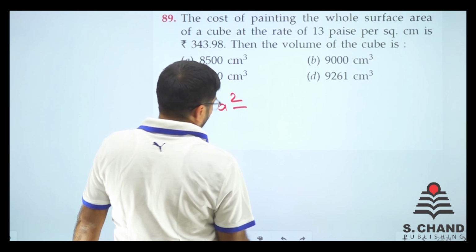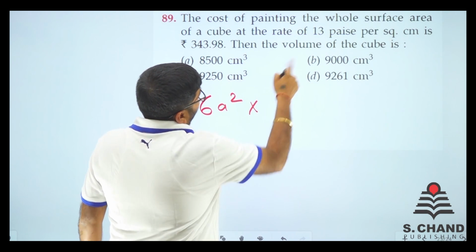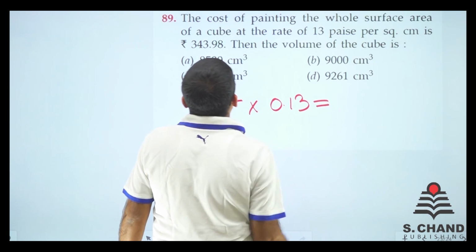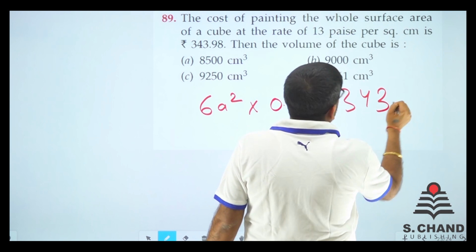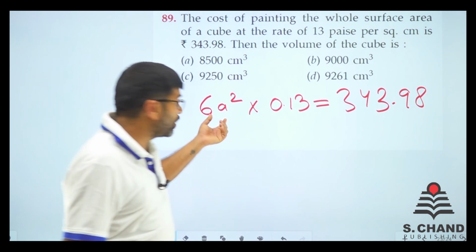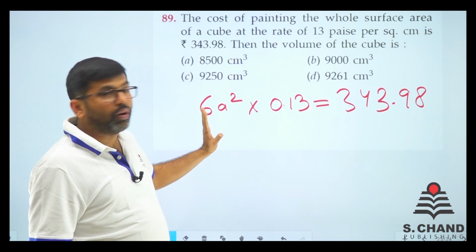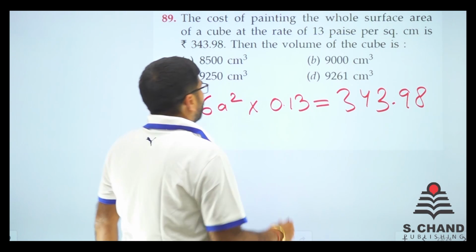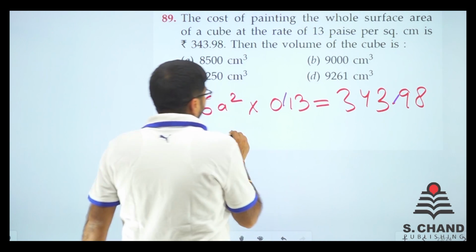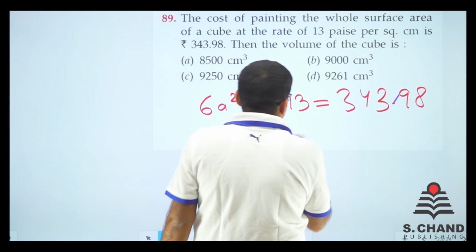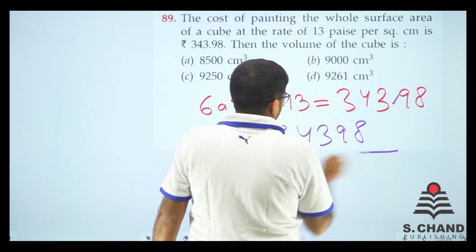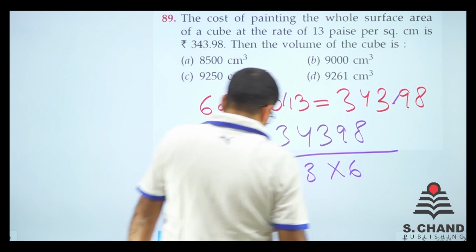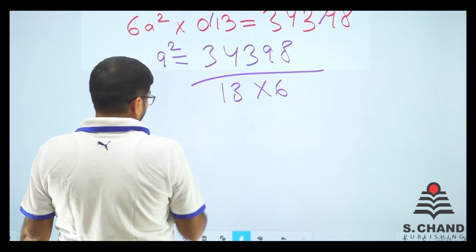So when I multiply this 6a square into 13 paisa, so 0.13, I will get 343.98, because this is the total area. Each area multiplied by 0.13, that is paisa, we will get 343.98. So do one thing, let's remove this. So a square comes out to be 34398 divided by 13 into 6. Now this we need to divide, right?